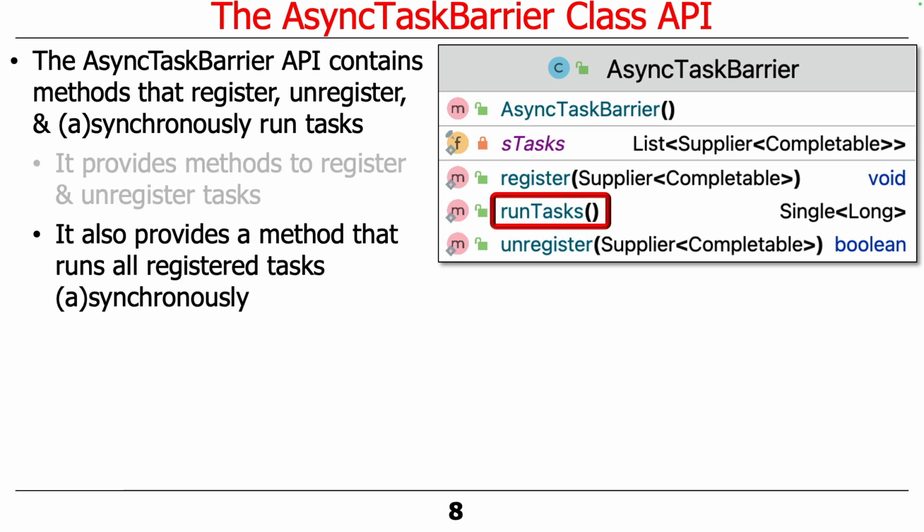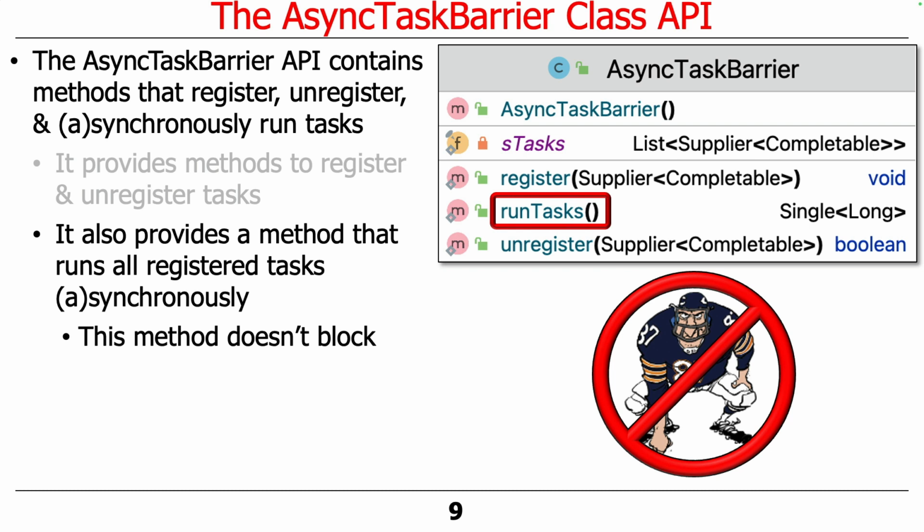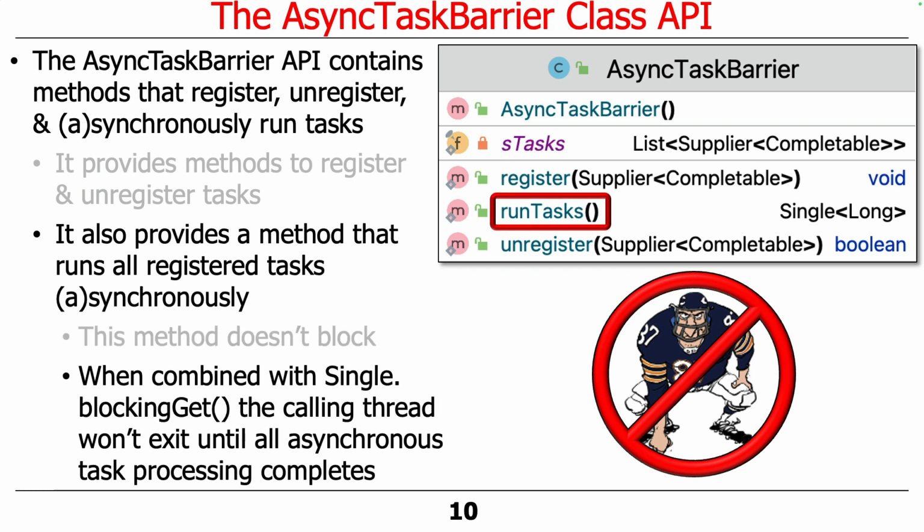And then the method that's used after you've registered a bunch of stuff is the runTests method. This method actually runs all the tasks that are registered, which can then run synchronously or asynchronously. Notice how runTests returns a single to a long. The long, of course, will indicate how many tasks ran successfully, and the single is used so that you don't require this to block. Now, you can call blockingGet on the single if you want when you need the result, but you could go off and do other things if you wanted to. So basically, by using blockingGet with the single that's returned from runTests, you can ensure that the calling thread doesn't exit until all the asynchronous task processing is done.